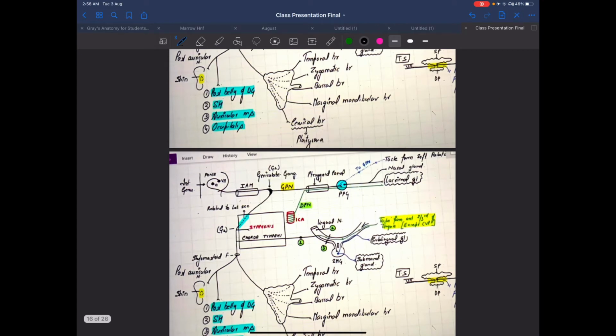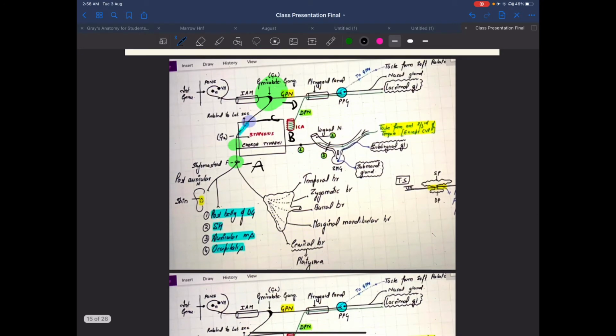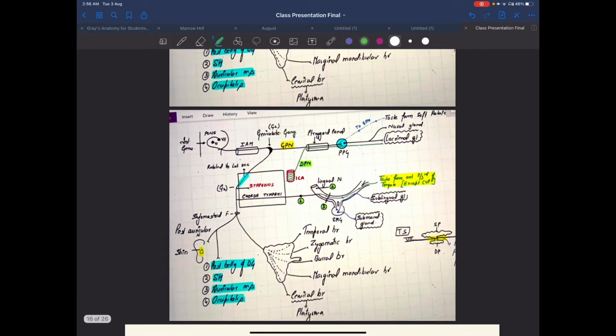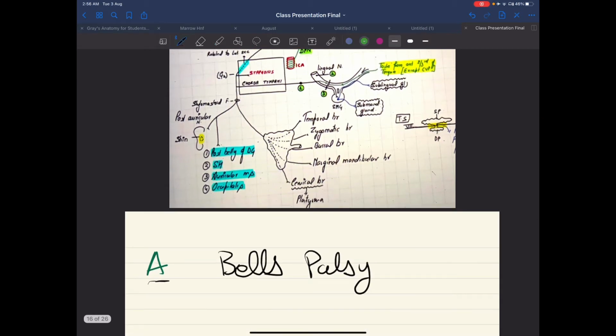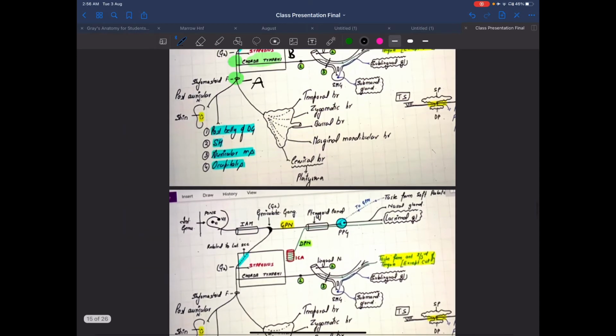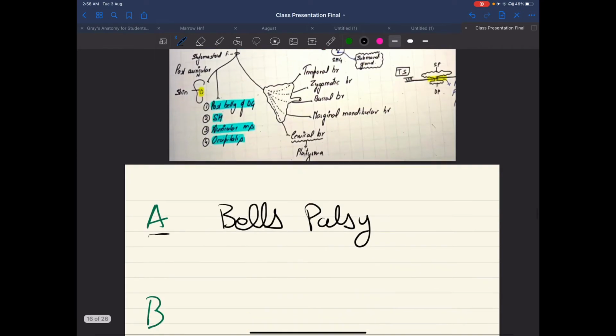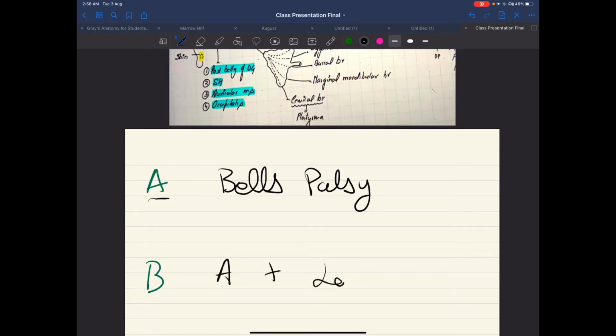Now let's go a little bit up, to point B. Which nerve is going here? The chorda tympani nerve. What does the chorda tympani nerve carry? It carries the taste sensations from the anterior two-thirds of the tongue, except for the circumvallate papillae. So now what will happen? Because the damage is here, everything below this is lost, no? So it will show the features of A plus loss of taste from the anterior two-thirds of the tongue.